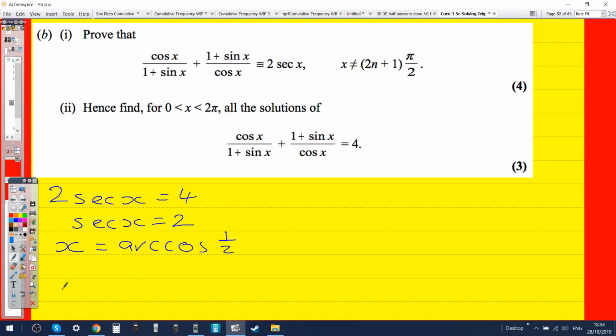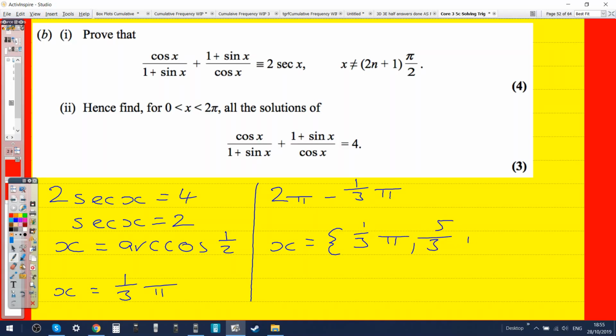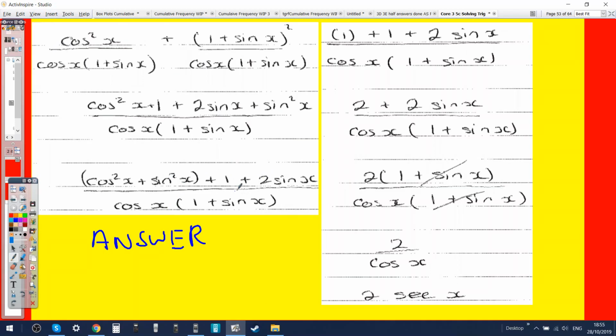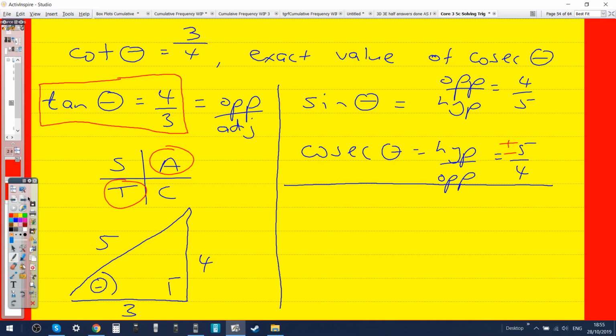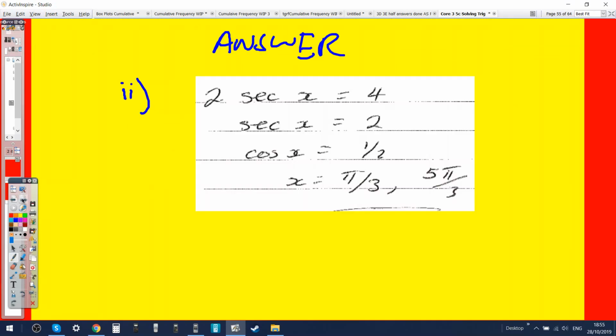And you solve that, which gets you 60. Radians? Oh, which gets you a third pi. And then you do 2 pi minus a third pi, which is equal to 5 over 3 pi. That's great. 5 over 3 pi. Well done. So cancelling down, fully simplify, fully factorize. And then for part B, use part A, the hence thing.